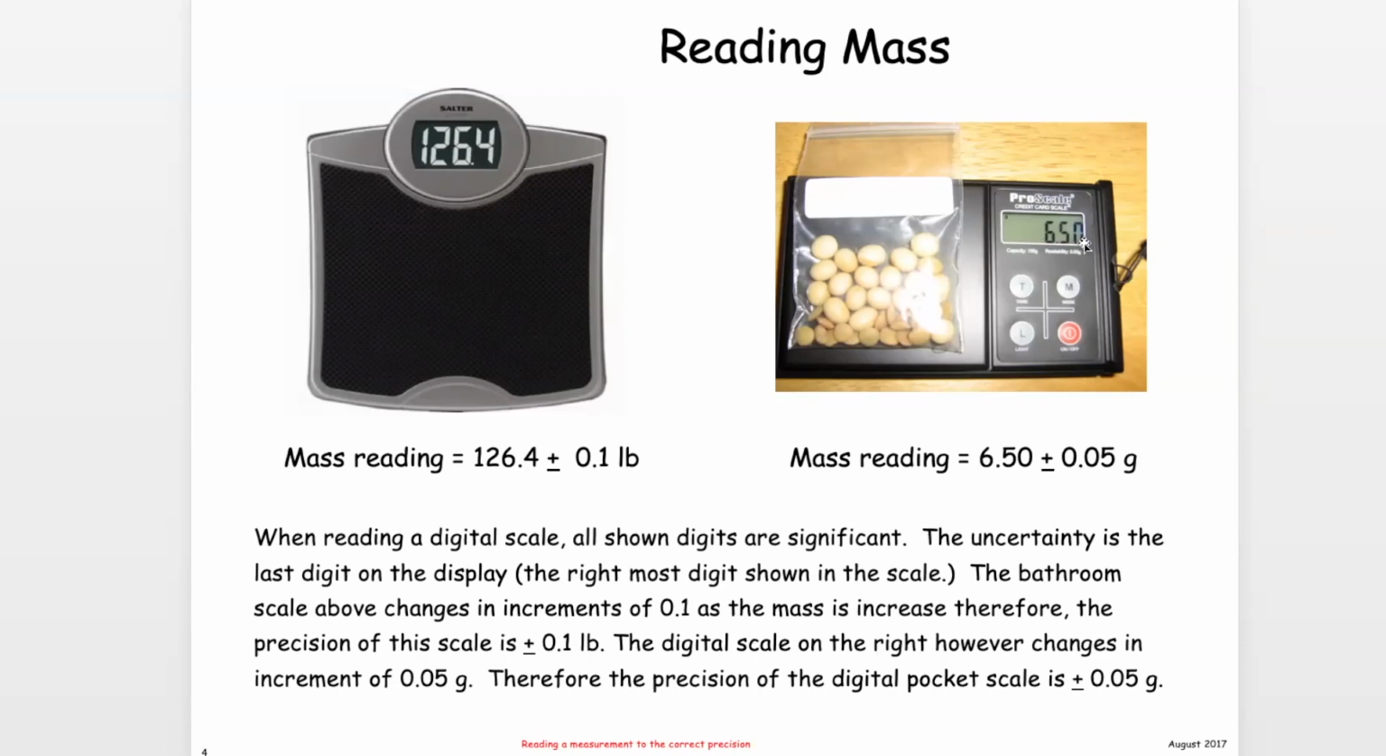So you have to actually figure out what the changes are on your scale to figure out what the uncertainty is. The uncertainty is based on which digit you are estimating. This right here would be plus or minus 0.1, because this next reading, if you press on it lightly, would be 126.5. Here, if you press on this lightly, it'll go from 6.50 to 6.55. So the delta or the uncertainty is 0.05.